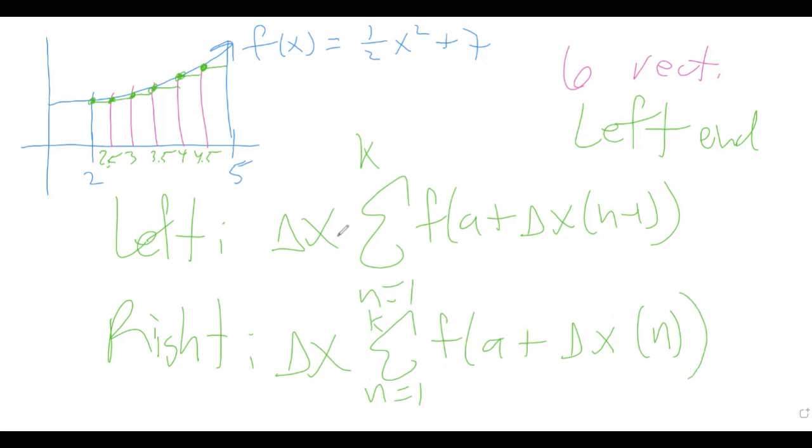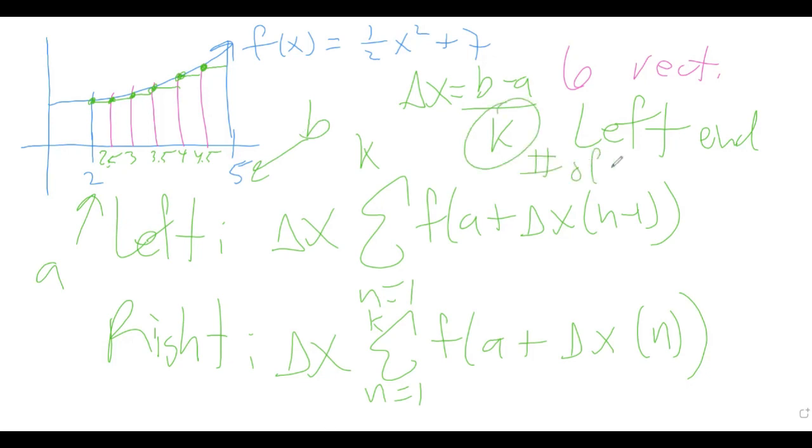For the left endpoint, you go delta x times the summation of f of a plus delta x times n minus 1. And for the right endpoint, it's just going to be n. Let me tell you what delta x represents. Delta x represents b minus a over k, where a is the beginning number, and the last number is b. And k represents the number of rectangles being used.